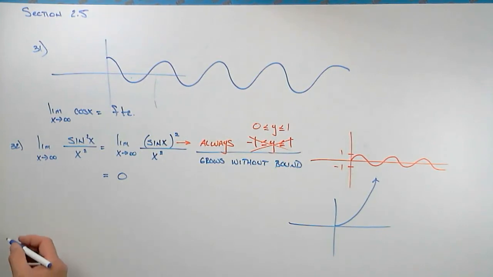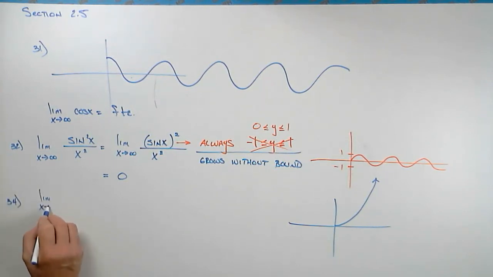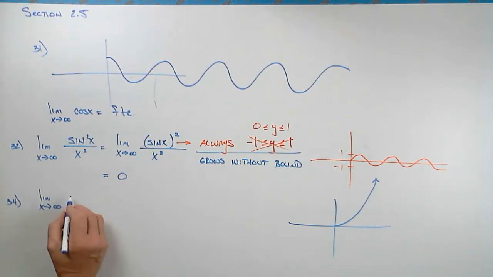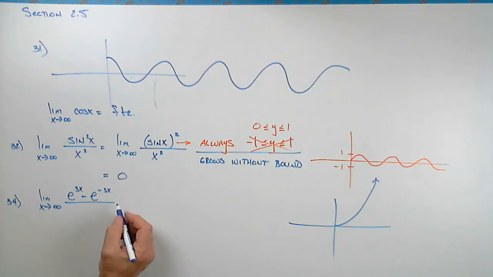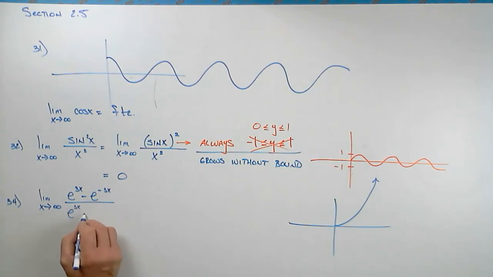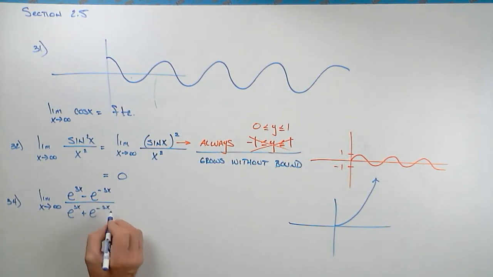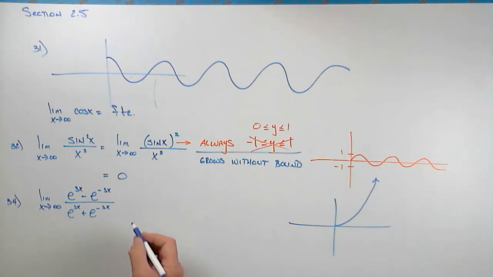What about something like 34? The limit as x approaches infinity of e to the 3x minus e to the minus 3x, divided by e to the 3x plus e to the minus 3x. Can we do the same thing we did before on this problem? Can we ask ourselves, what's happening? Can I divide by the highest power of x in the denominator? Well, let's take a look and see what we have here.